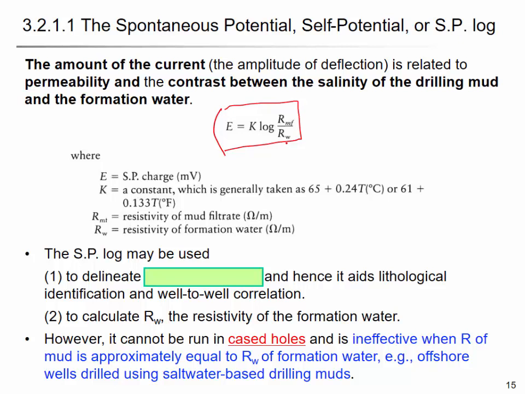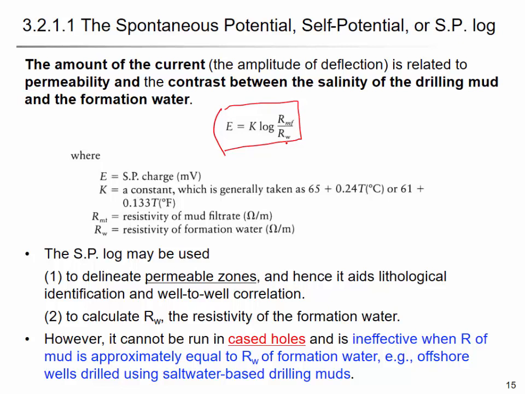The SP log is mainly used to delineate the permeable zones, and hence it aids source identification and well-to-well correlation, and to calculate RW, the resistivity of the formation water. But it cannot be run in cased hole. If you have a steel casing, then the flow of the current will be disturbed, and it can be blocked. So it should be used in the open hole.